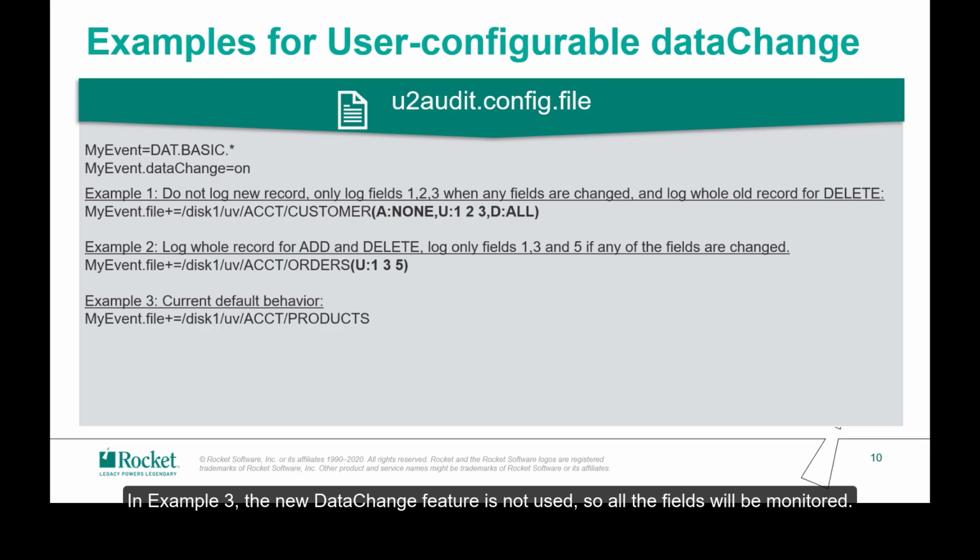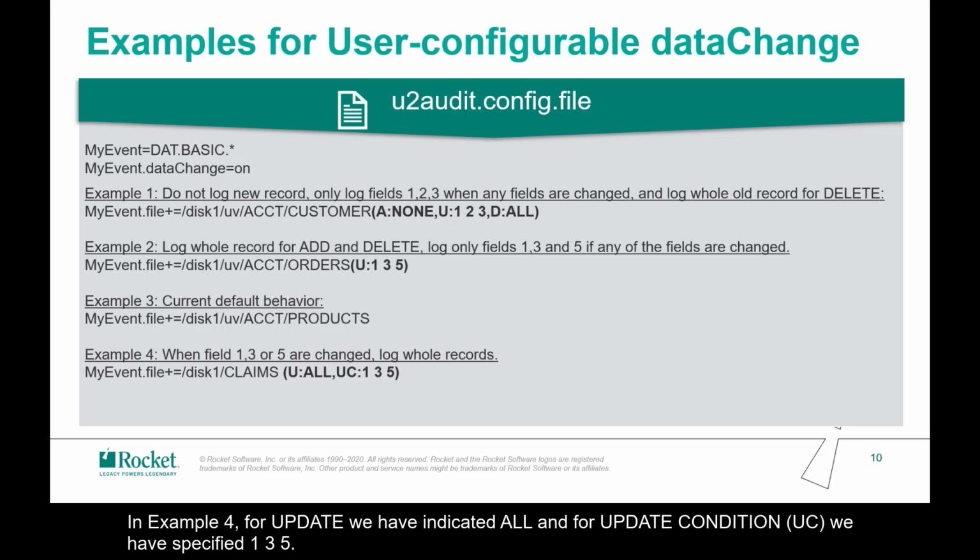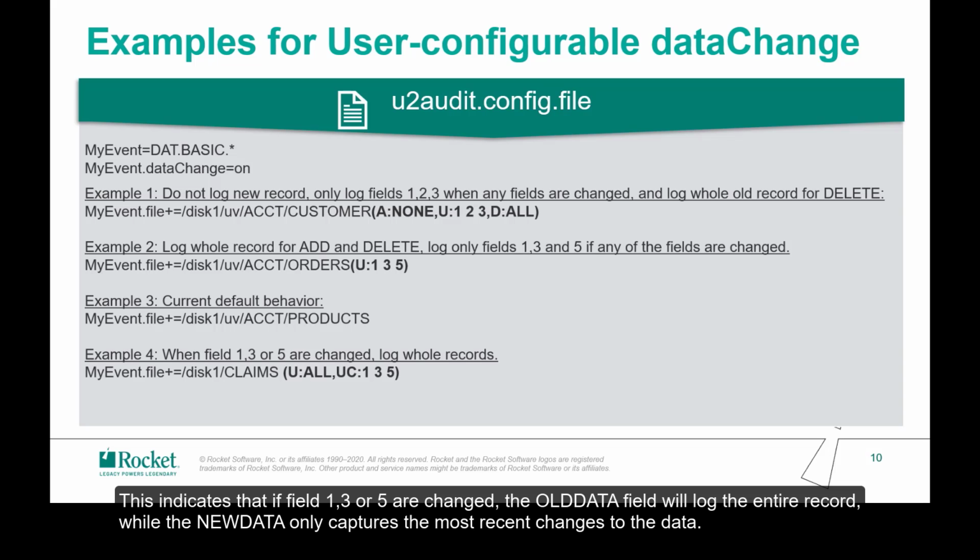In example 3, the new date change feature is not used, so all the fields will be monitored. In example 4, for update, we have indicated all. And for update condition, we have specified 1, 3, 5. This indicates that if field 1, 3, or 5 are changed, the old data field will log the entire record, while the new data only captures the most recent changes to the data.